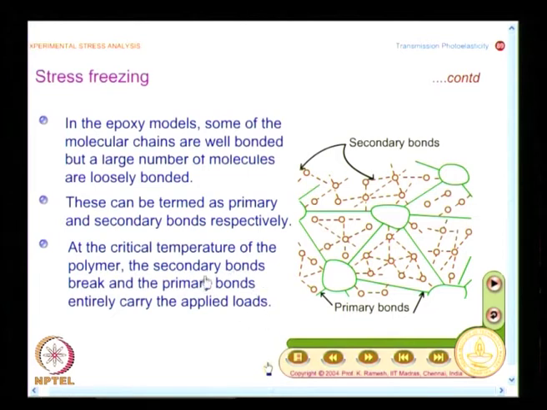This happens at the molecular scale. You will not see that at the critical temperature there is going to be a liquid plastic, no. Whatever the secondary bonds break is similar to a fluid, and the primary bonds get compressed or elongated depending on whatever load you have applied, and even the loading design for stress freezing has to be carefully chosen, because the material properties change at the critical temperature.